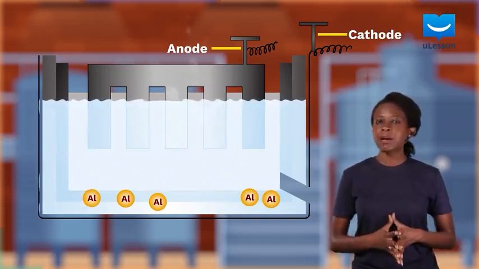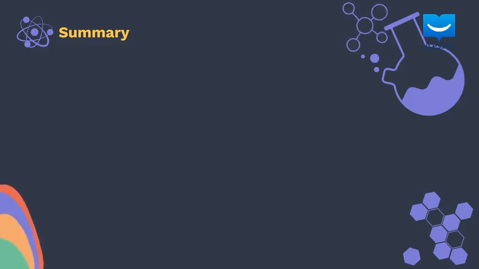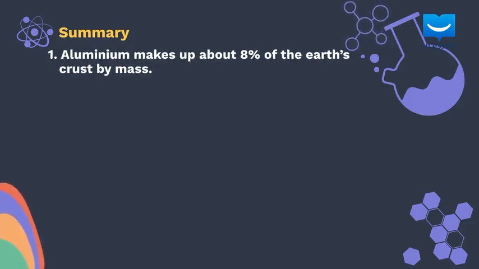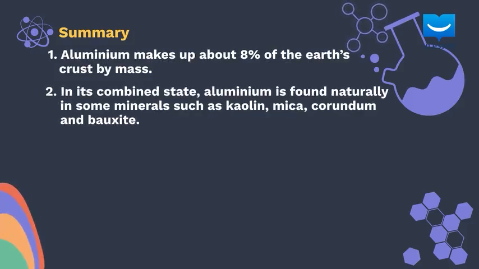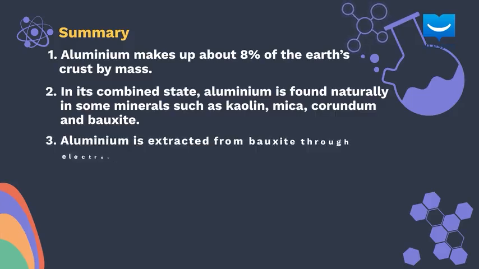So let's do a quick recap of what we have discussed so far to help you remember the key points. Aluminium makes up about 8% of the Earth's crust by mass. In its combined state, aluminium is found naturally in some minerals such as kaolin, mica, corundum, and bauxite. Aluminium is extracted from bauxite through the electrolytic reduction process.